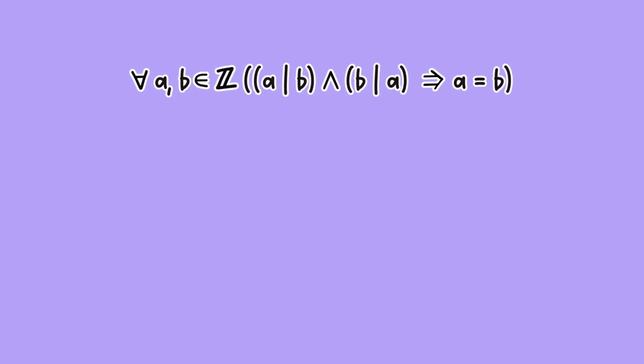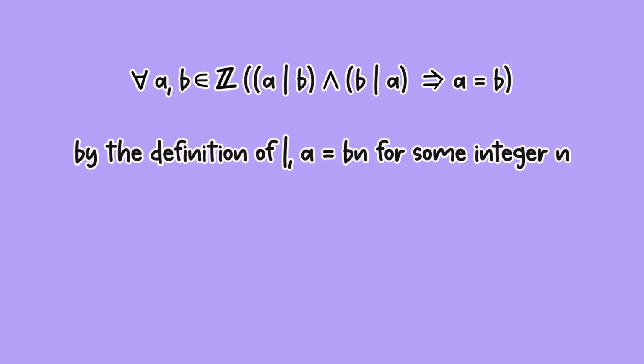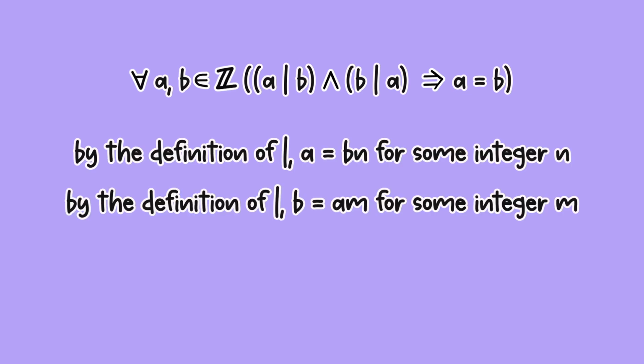This universal statement claims that any 2 integers which divide each other must be equal, and we would like to disprove it. An example may not seem apparent right now, so let's play around with the statement to see any gaps. Since a divides b, a is b times some integer, and same with b divides a. Let's try substituting the first equation into the second one. Dividing both sides by b, we see that nm is 1.